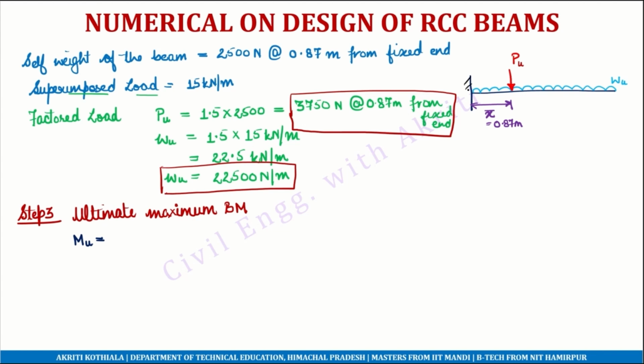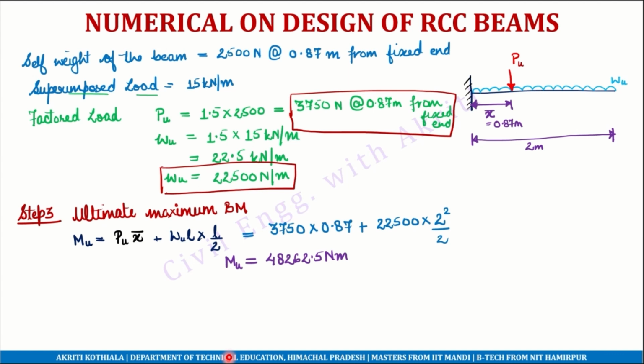So for this, we can simply form an equation here, PU into X bar, because this will create a moment here, and this WU is a UDL, so that will be WUL, the entire load, into L by 2 because it will act at the center. So WU L square by 2. This is the equation which we formed. Substituting the values, we obtain the value of MU, the ultimate maximum bending moment, as 48262.5 Newton meter.